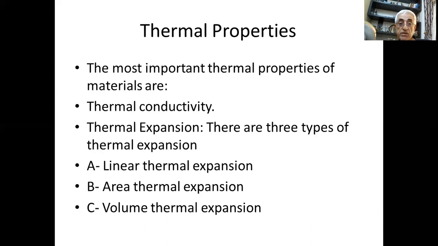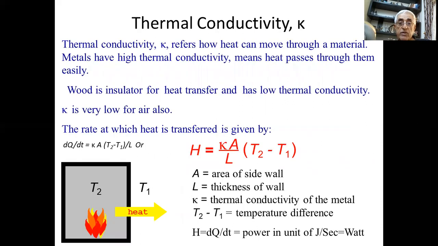Thermal properties. The most important thermal properties of materials are thermal conductivity and thermal expansion. There are three types of thermal expansion: A, linear thermal expansion, B, area thermal expansion, and C, volume thermal expansion. Thermal conductivity kappa refers to how heat can move through a material. Metals have high thermal conductivity, meaning heat passes through them easily. Wood is an insulator for heat transfer and has low thermal conductivity. Kappa is very low for air also.